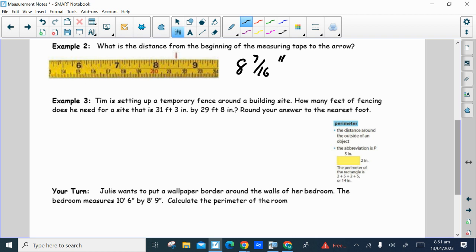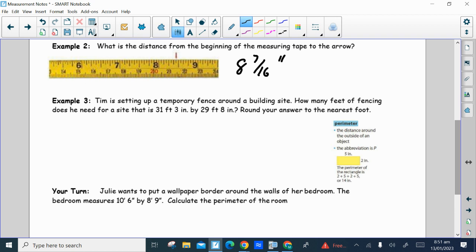Example 3, Tim is setting up a temporary fence around a building site. How many feet of fencing does he need for a site that is 31 feet 3 inches by 29 feet 8 inches, to the nearest foot? Well, in this case, we're talking about perimeter. It's the distance around the outside of an object.